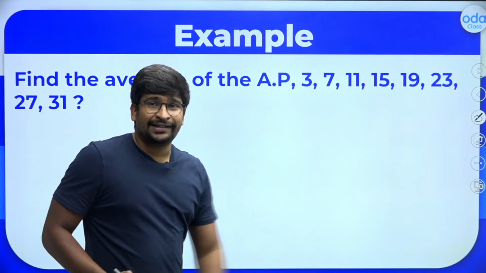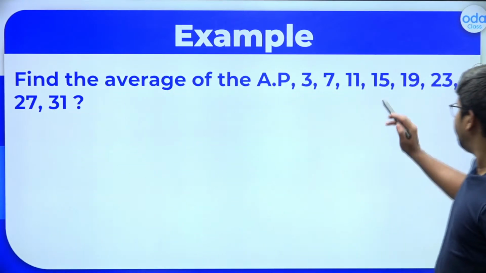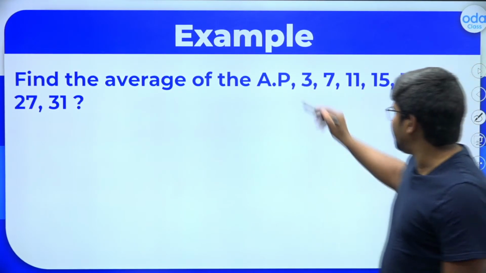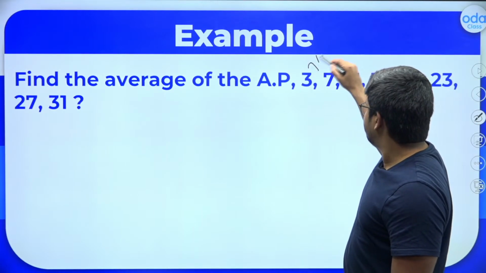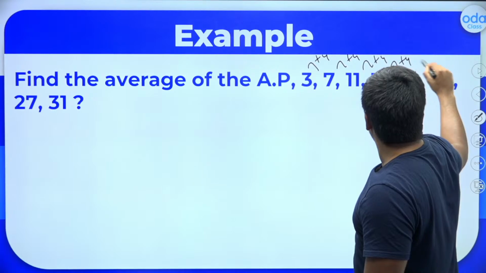Now how do you find the average of an arithmetic progression? Let's observe the numbers, okay? 3, 7, 11, 15, 19, 23, 27, 31. Is it an arithmetic progression? Yes. This is plus 4, this is plus 4, this is plus 4, this is plus 4, this is plus 4.